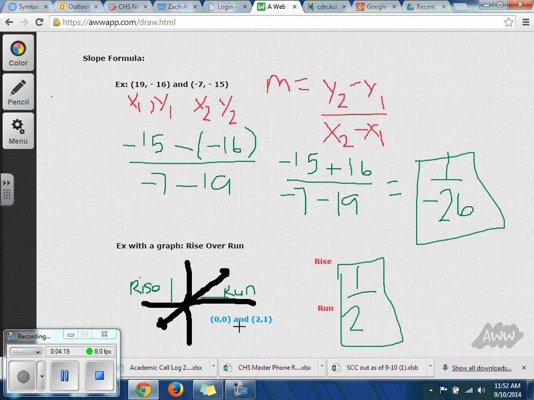What if you hadn't chosen those 2 dots and you chose 2 other dots on your line? You would have gotten the same rise over run when you reduce. In other words, you may have gotten 2 over 4, 3 over 6, 4 over 8, but they all reduce down to 1/2. And when we look at slope, we always want the reduced fraction.